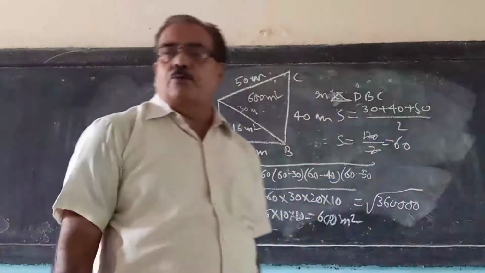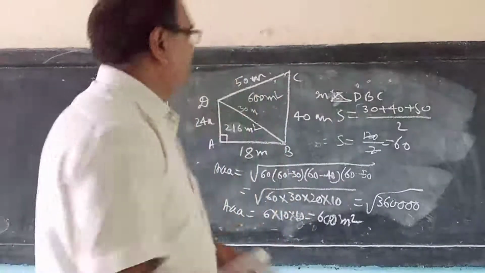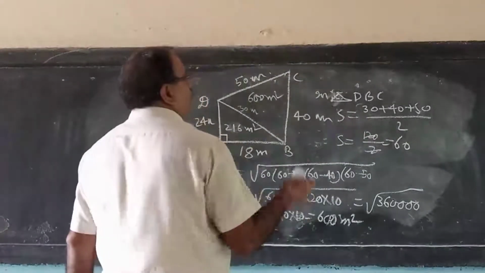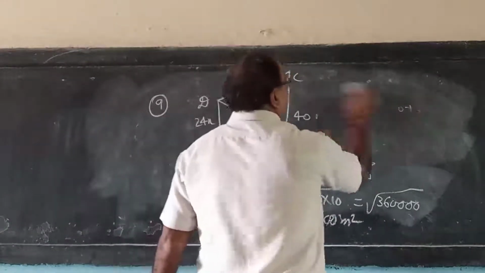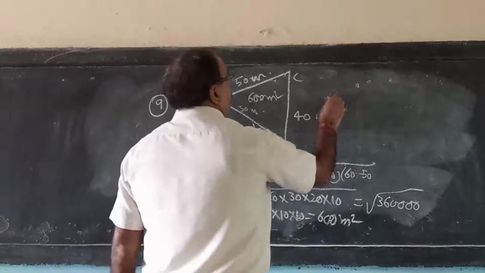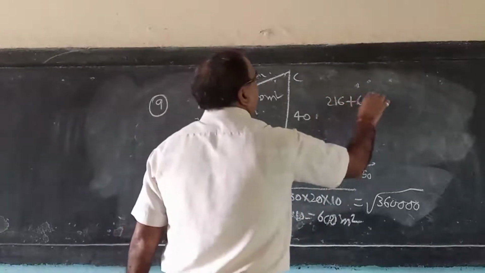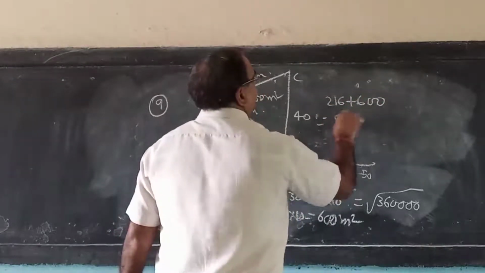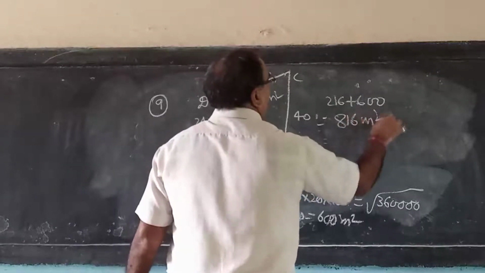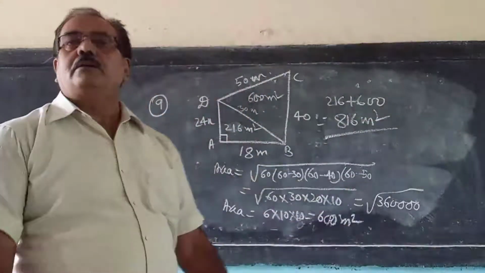So what is the area of the quadrilateral ABCD? Area of quadrilateral ABCD is 216 plus 600. That is 816 meter square. This is the area of the quadrilateral. Do you follow this one?